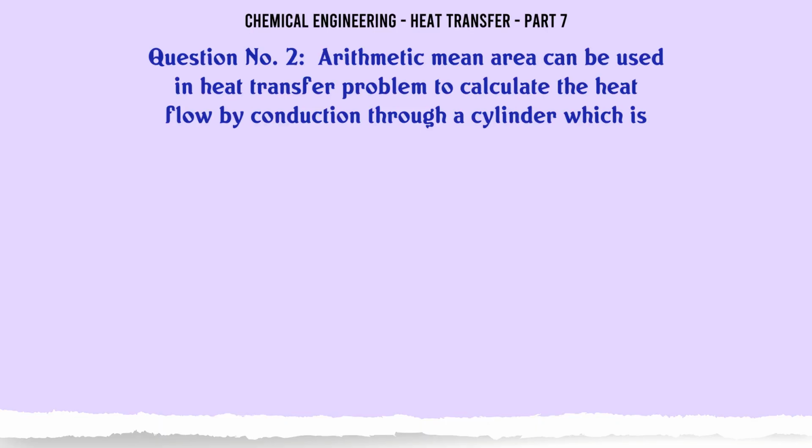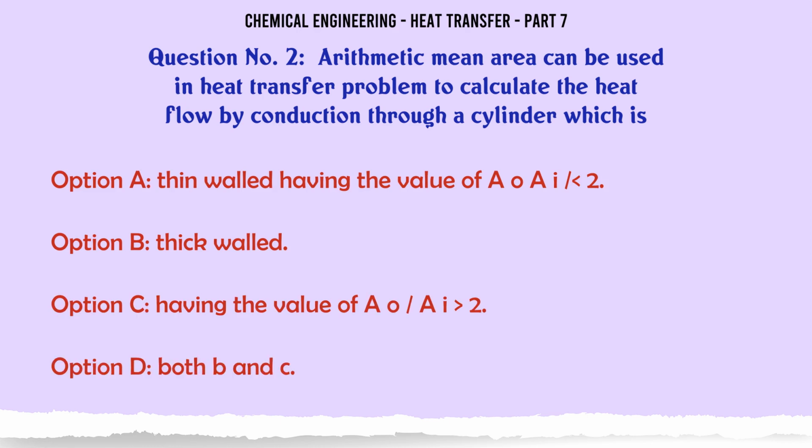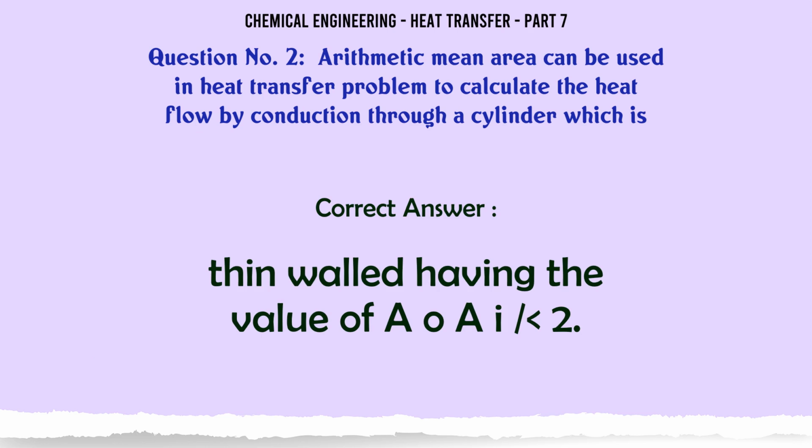Arithmetic mean area can be used in heat transfer problems to calculate the heat flow by conduction through a cylinder which is A. Thin-walled having the value of (A0+Ai)/2. B. Thick-walled. C. Having the value of (A0+Ai)/2. D. Both B and C. The correct answer is thin-walled having the value of (A0+Ai)/2.